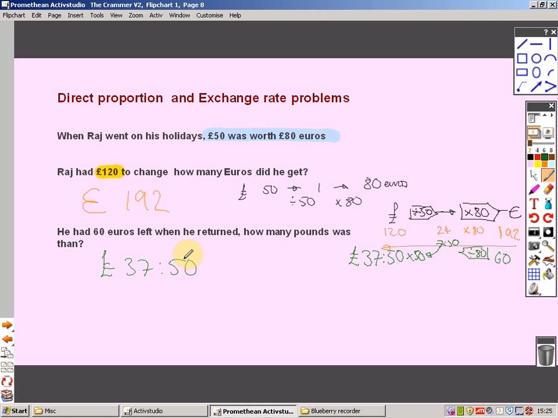The crucial bit is what we call going through 1, setting it up to get from 50 to 1, 1 to 80. 50 to 1, we divide by 50, 1 to 80, we times 80. And whatever numbers you're given at the start, you can always put a 1 in between, and you'll always be able to get there.